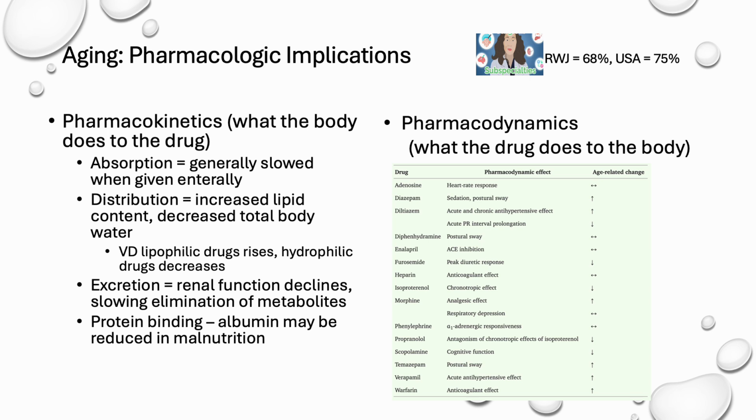So pharmacodynamics are different based on the different types of drugs. Actions of various drugs can either increase or decrease. Looking at the chart over here on the right, we see some drugs can have increased action, such as diazepam, diltiazem, and verapamil. Coumadin tends to increase, and some medications will tend to have decreased action, and some will not change all that much during aging.